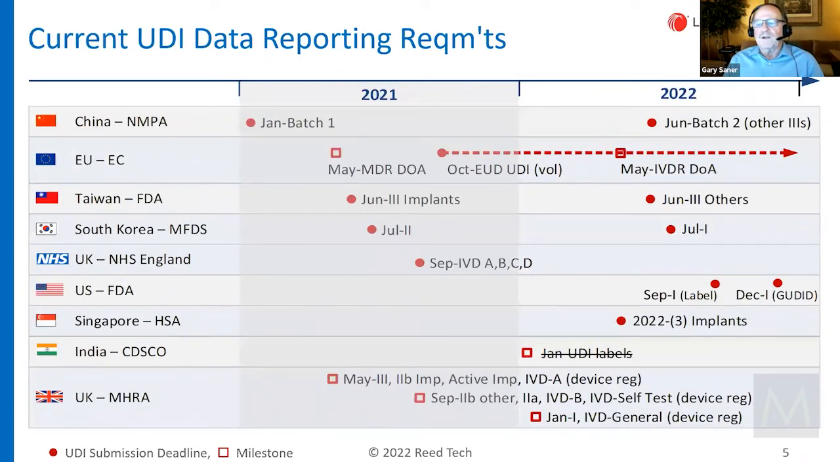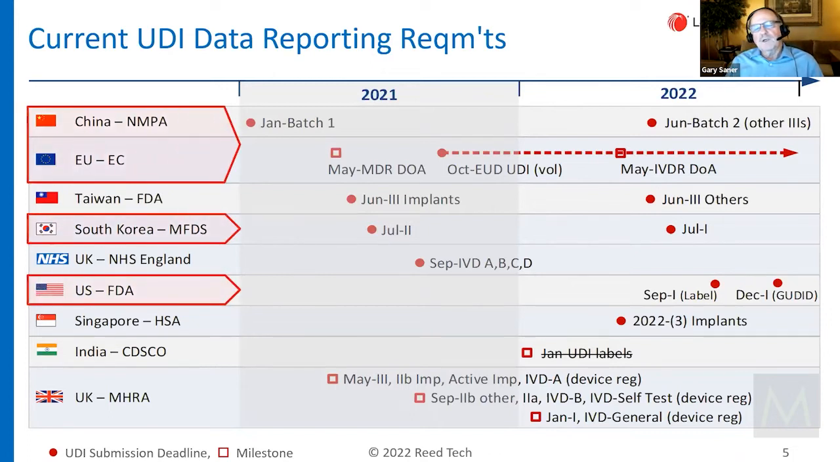So 2021 and 2022, a lot of activity last year and this year for China, and the European Union had some activity there. We're going to dive into that a little bit deeper. And South Korea is noteworthy. They started very early on, and actually in 2022, by that time they had done their class 3s, class 2s, and class 1s. So they're very advanced in their schedule.